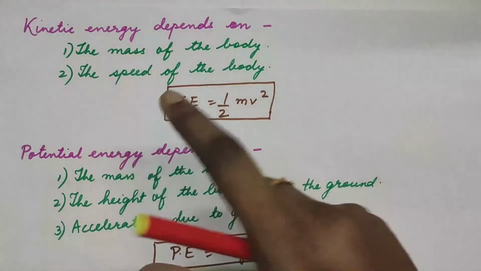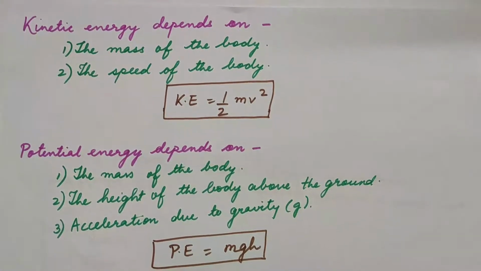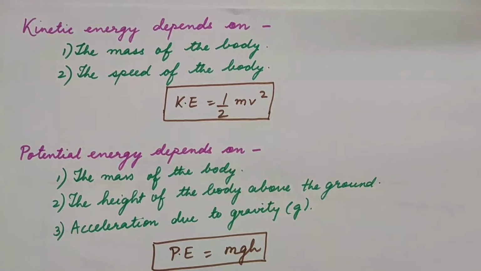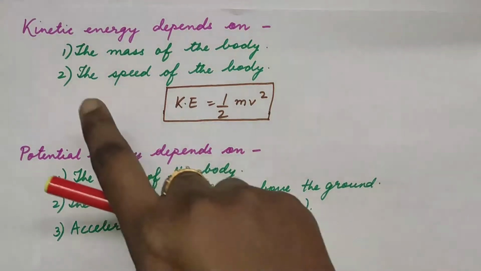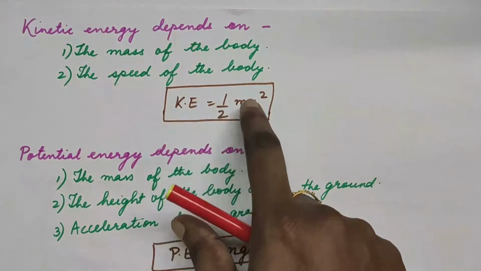It depends upon the mass of the body. Now you know what is mass, right? And if the mass is more, or the object is heavier, then what happens? The kinetic energy will also increase. The mass of the body is directly related to kinetic energy, okay? And the second one is the speed of the body. This is directly proportional to the square of the speed. The kinetic energy is directly related to the square of the speed.